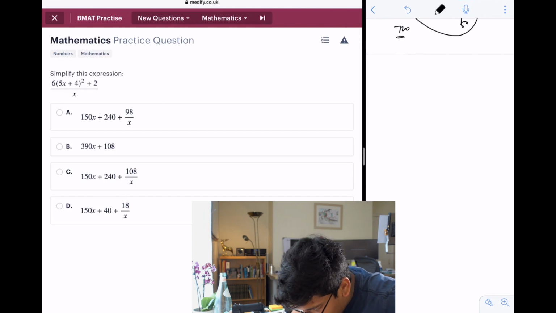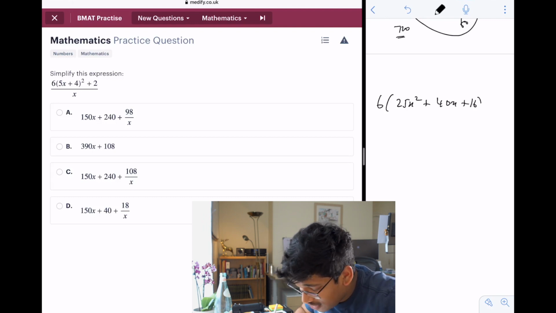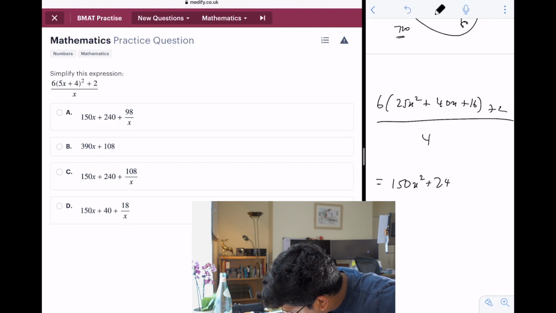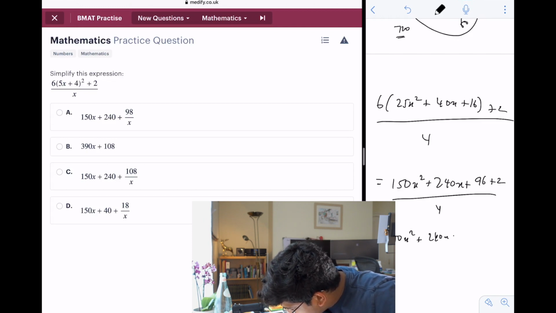Cool. Simplify this expression. Nice. So let's quickly expand that first. So that's 25x squared plus 40x plus 16. Again, you should probably write out 20x plus 20x, but it's fine. Plus 2 over 4, which is equal to 150x squared plus 240x plus 96 plus 2 over 4, which equals 150x squared plus 240x plus 98.